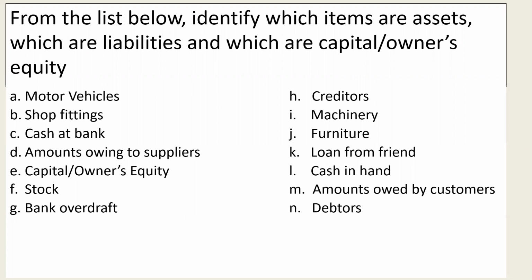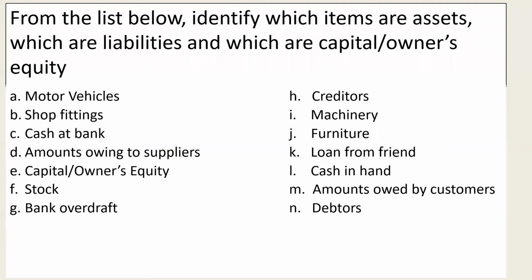D, amounts owing to suppliers. These are monies that are owing to suppliers, and that is a current liability. Once you are owing money to a supplier, someone who you have purchased goods from, it's a liability. You are owing that person for the goods that you have purchased. So D, your answer is current liability.